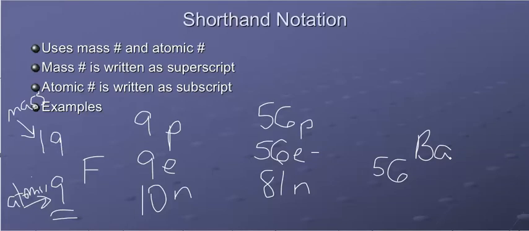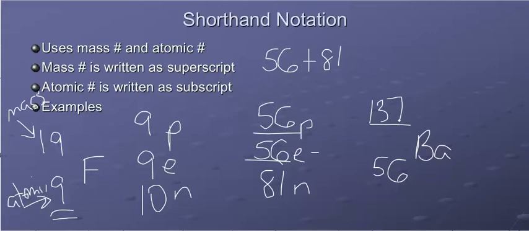So there's my atomic number, 56. It's neutral, so it's got 56 electrons. It's got 81 neutrons. So the top number would be 56, which is the number of protons, plus 81. That gives me 137 for the mass number. So that would be the shorthand notation for that isotope of barium.